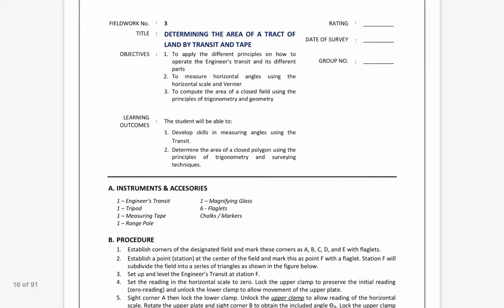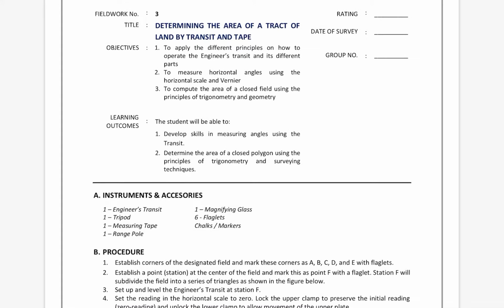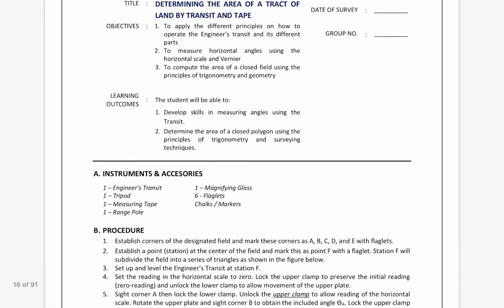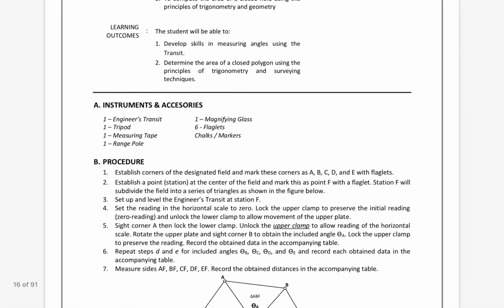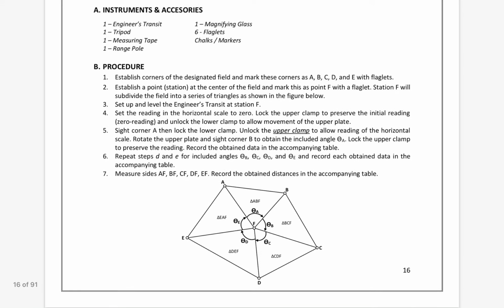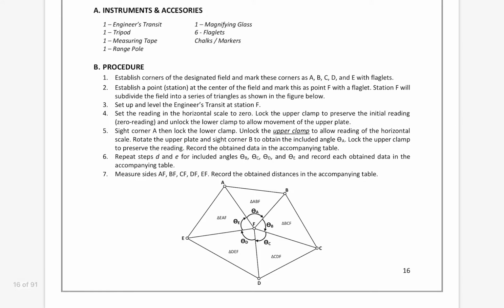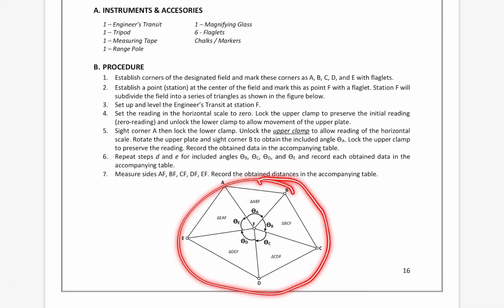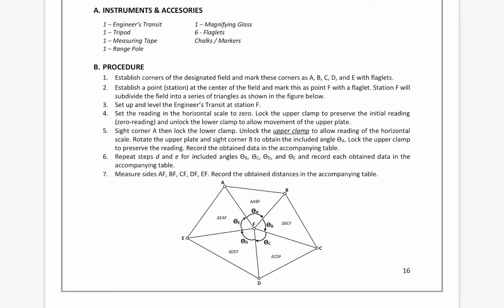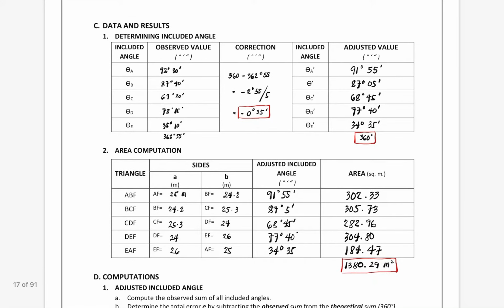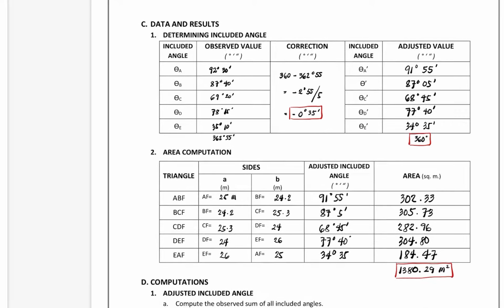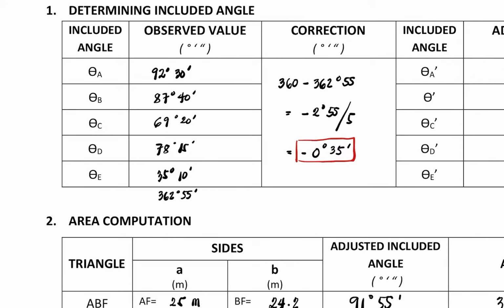But for now, I shall do the computation for the observed data, or the data gathered in the field. I already gave you the data. You just have to compute the total area of this field or closed traverse. I already tabulated the data. For example, this is my data for the field survey. I already gave you your group data.